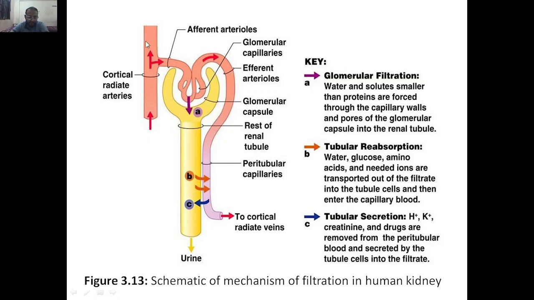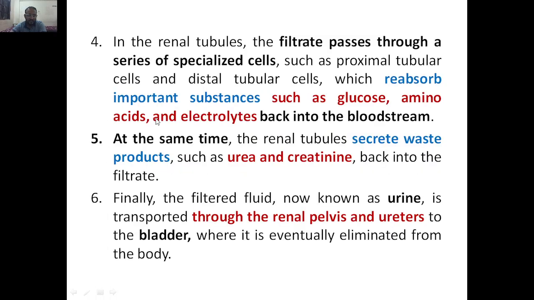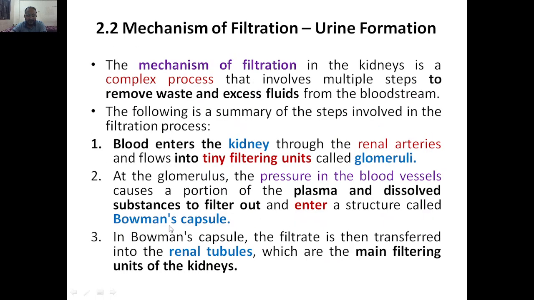So blood came here, enters the glomerulus, the filtration occurs, the excessive extra things that were there were removed, and then it enters the rest of the renal tubule. In the rest of the renal tubule, tubular reabsorption takes place, tubular secretion takes place, that we will see. So that is what happened so far. So Bowman's capsule, then the filtrate is transferred to the renal tubules where this will happen.